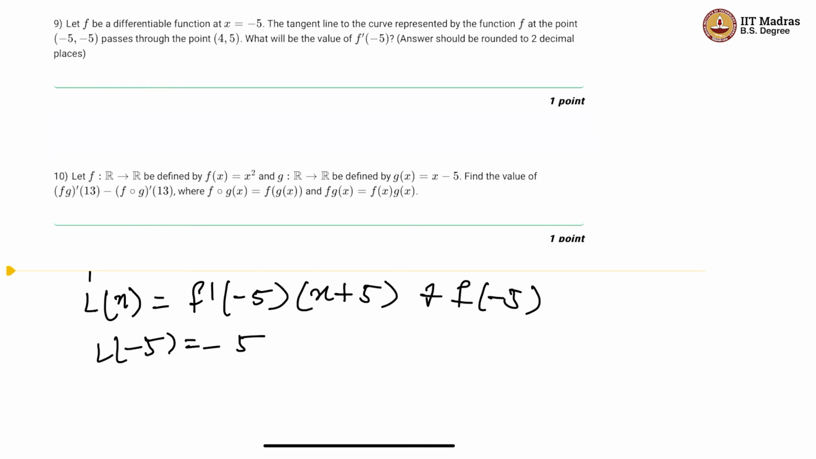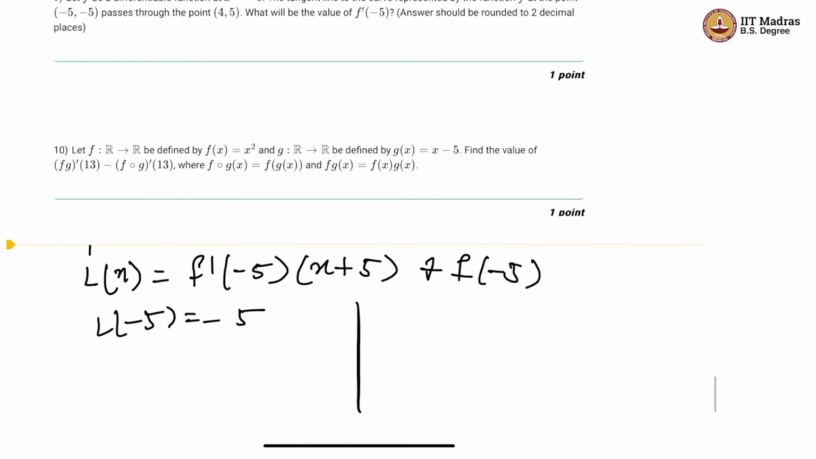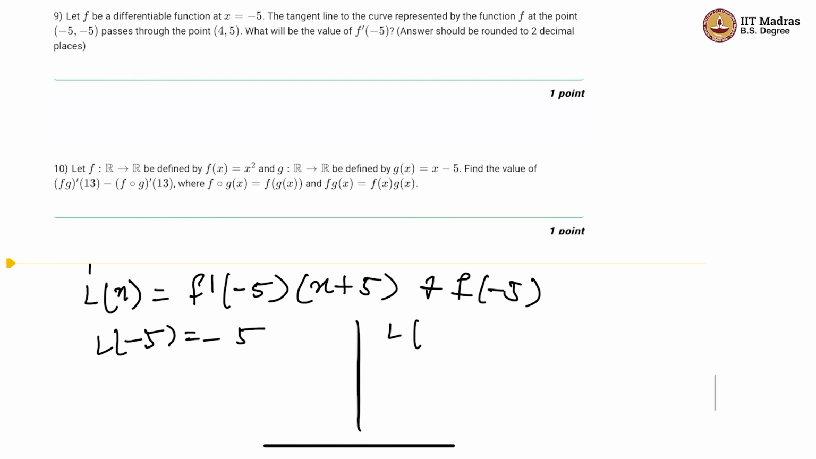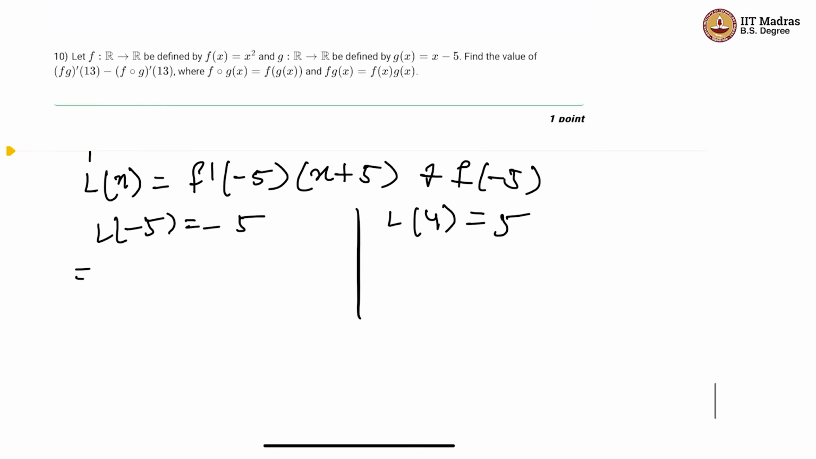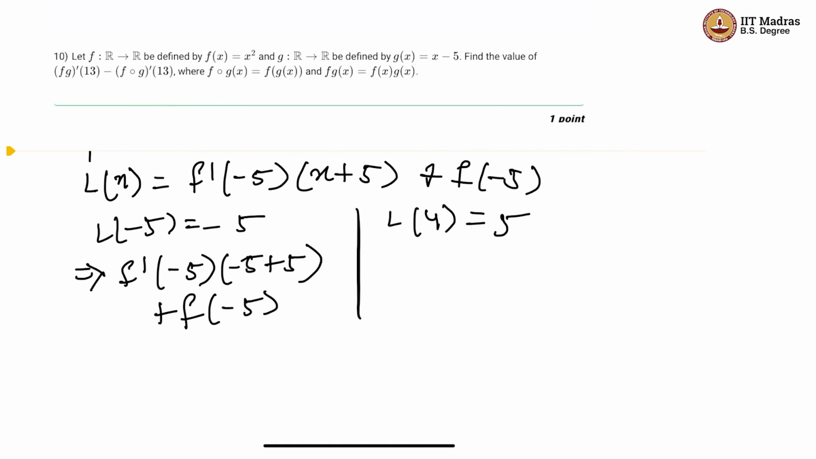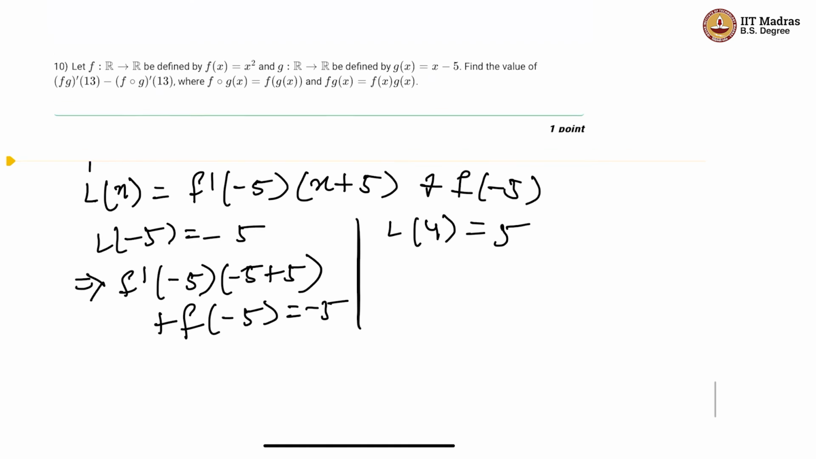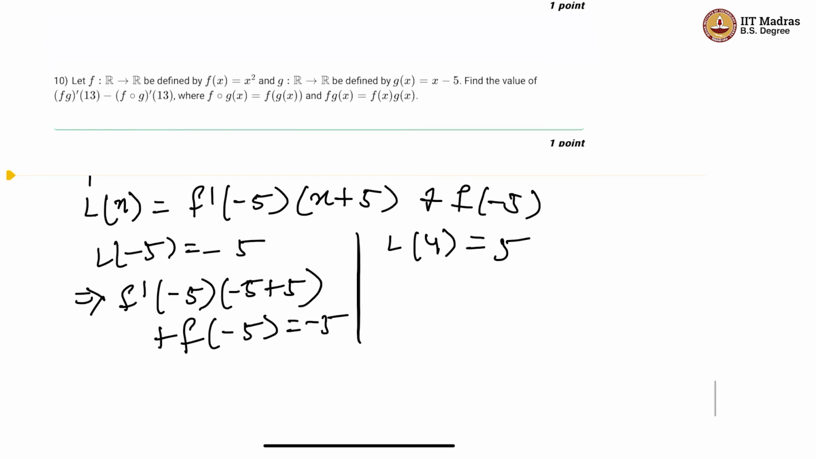Now this passes through these two points, that means L of minus 5 equals minus 5 and L of 4 equals 5. Okay, now we will just satisfy them. So we will get f dash of minus 5 times (minus 5 plus 5) plus f of minus 5 equals minus 5. So from here we can get f of minus 5 equals minus 5.